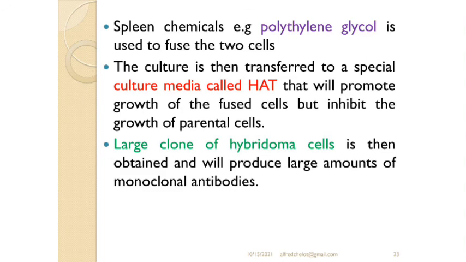And then the culture is transferred to a special culture medium called HAT medium that will promote growth of the fused cells but inhibit the growth of the parental cells. Ultimately we will end up having large clones of the hybridoma cells, which can then be used to produce large amounts of monoclonal antibodies. So basically that is how monoclonal antibodies are produced from hybridoma cells.